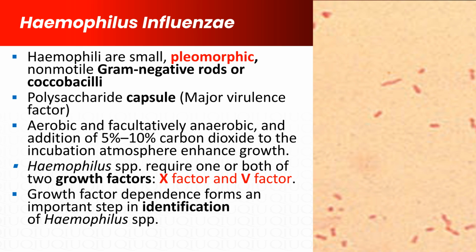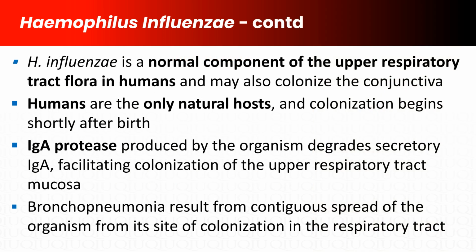This requirement explains why it grows on chocolate agar, where heating releases both factors from red blood cells, but not on blood agar where V factor remains intracellular. H. influenzae is a normal upper respiratory tract flora component in humans, also colonizing the conjunctiva. Humans are the only natural hosts, with colonization beginning shortly after birth.